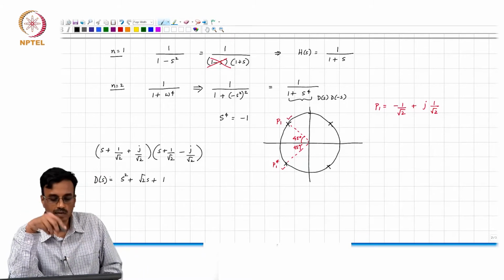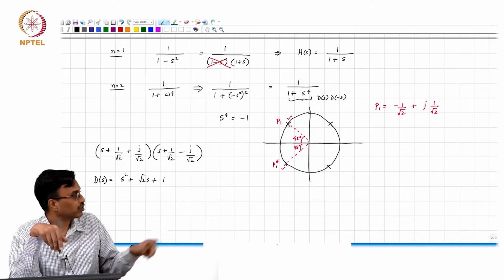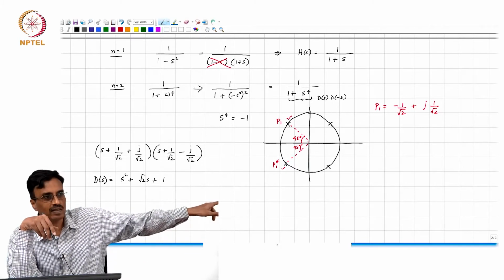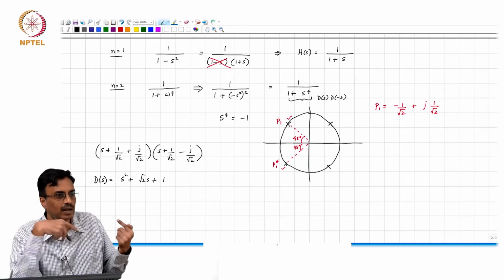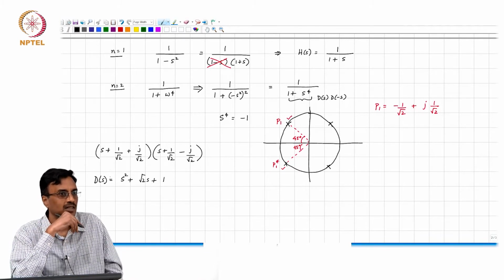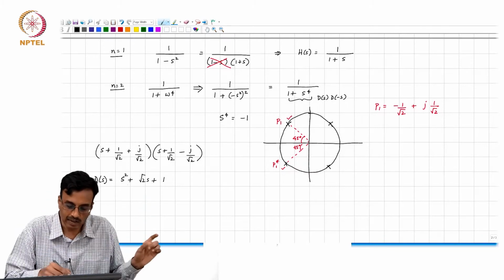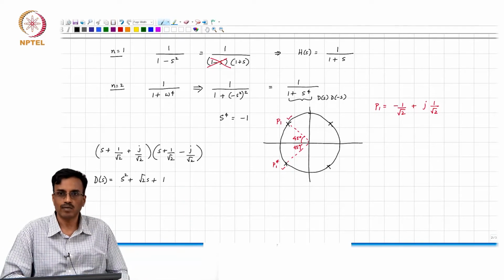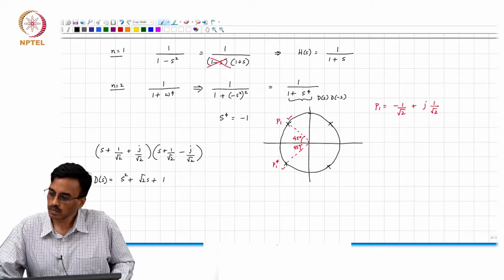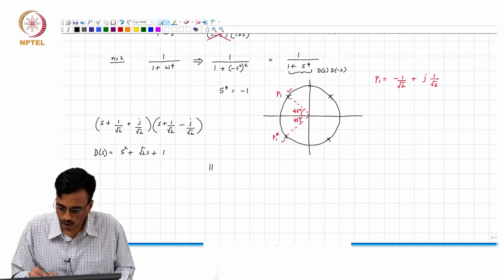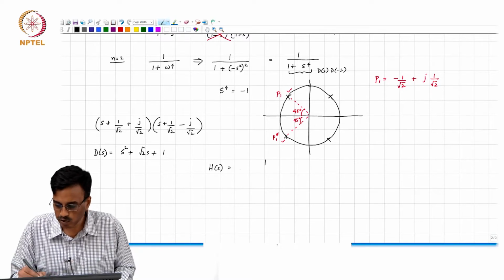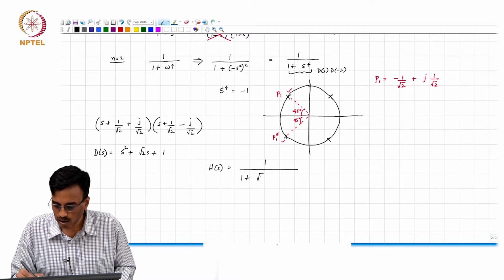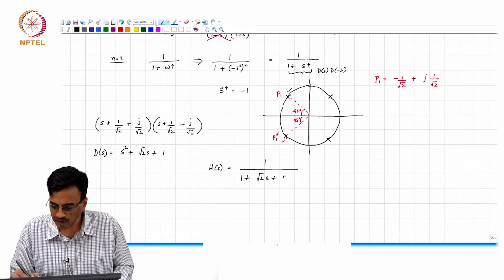Remember, we got a little bit lucky because when s is equal to 0, this automatically becomes 1. Otherwise, you will have a constant of multiplication, which is derived so that when s is equal to 0, you get 1. Okay. So, therefore, the second order Butterworth filter has a transfer function of the form 1 over 1 plus root 2 s plus s square.